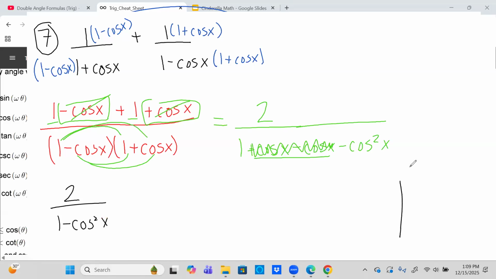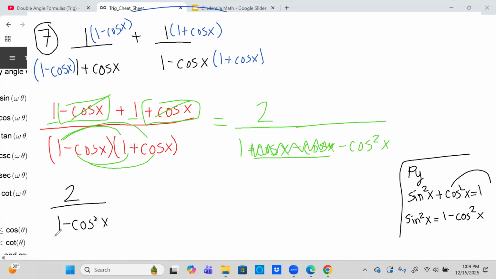Back to the Pythagorean identity that says sine square plus cos square is 1. That's not what we have, but if we move this over, we would have sine square equals 1 minus cos square. Now that is what we have. We have 1 minus cos square in our denominator, so we can make a substitution. We still have 2, we still have fraction, but we can replace 1 minus cos square with sine squared.